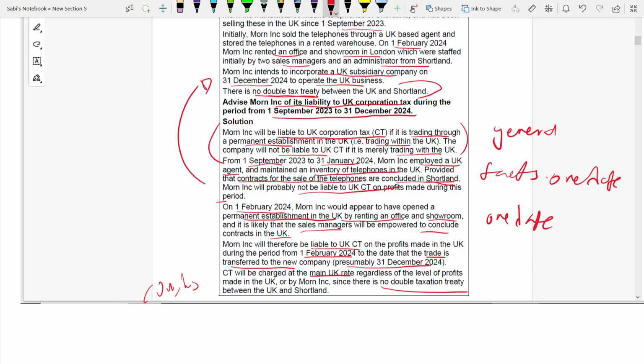See all these things, okay? These are techniques that you have to apply in ATX. You should be able to link every point and statement given to you in the case study. So because there is no double tax treaty, you can use the main UK rate. Your profit doesn't matter. There is no double tax treaty between the UK and Scotland.